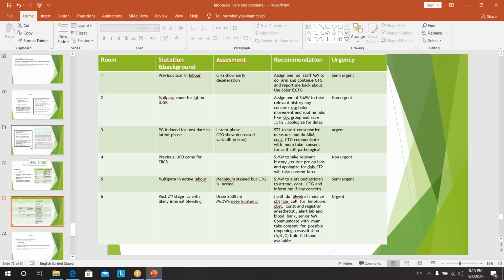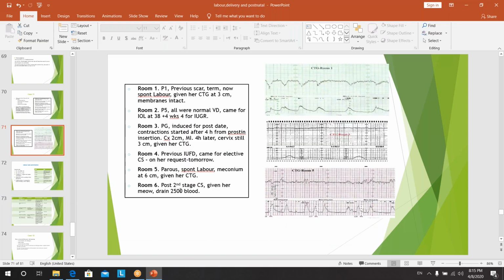Room 6. The case of the bleeding. So this is the most important one. This is post second stage cesarean section with likely internal bleeding because she has 2.5 liters of blood in the drain and the MEOWS chart deteriorated. Sorry, I didn't write here that the MEOWS chart deteriorated.